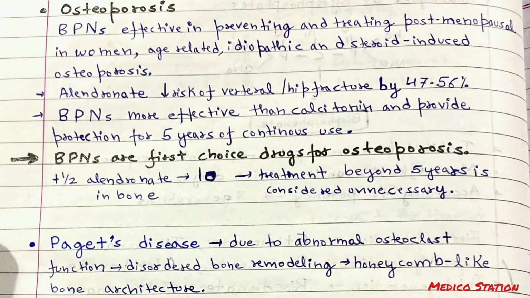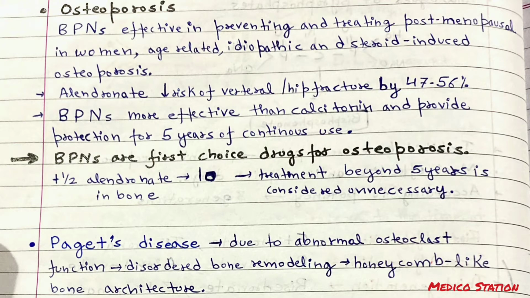Uses of bisphosphonates in osteoporosis. Bisphosphonates are effective in preventing and treating post-menopausal osteoporosis in women, age-related osteoporosis, idiopathic, and steroid-induced osteoporosis. Alendronate decreases the risk of vertebral and hip fracture by 47 to 56%. Bisphosphonates are more effective than calcitonin and provide protection for 5 years of continuous use.